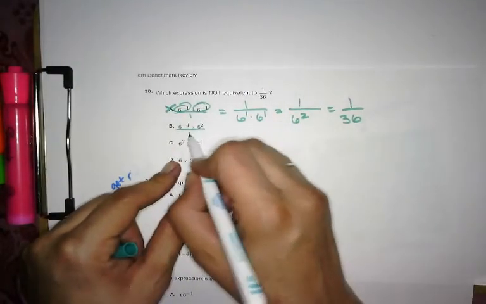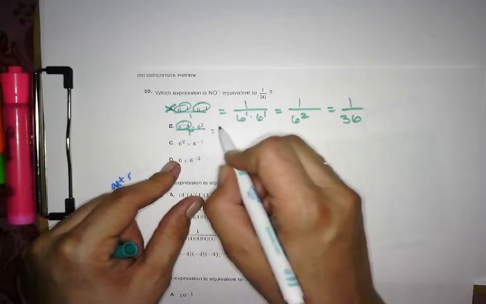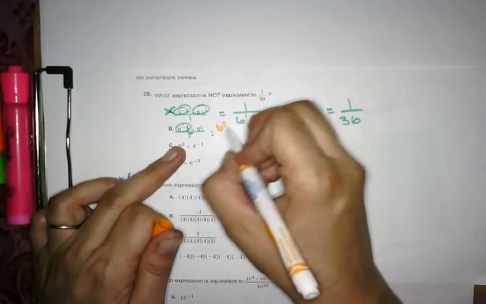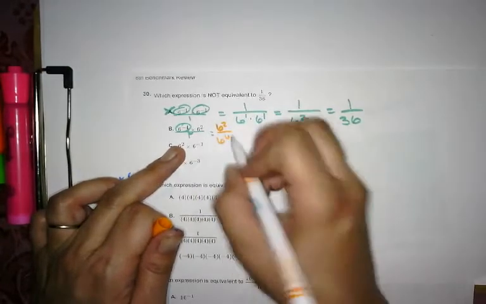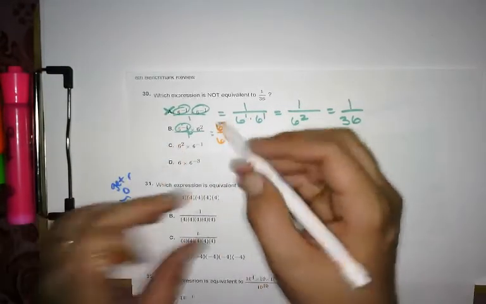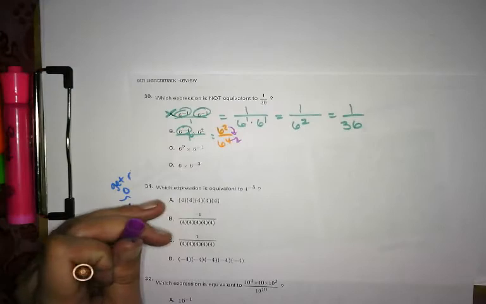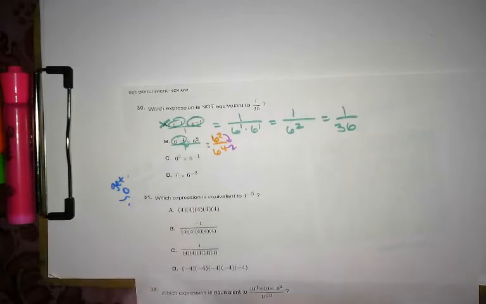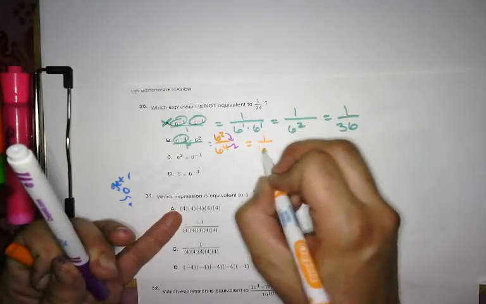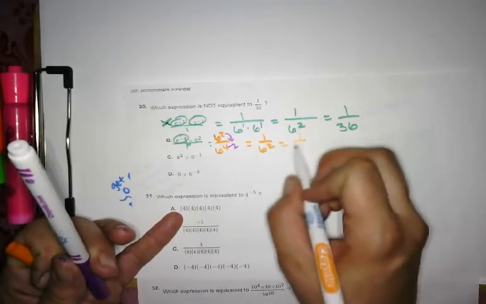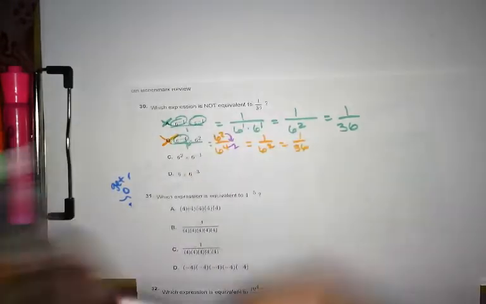If I flip this one, I have, let's change colors so you can see the difference. 6 squared on top over 6 to the positive 4 on the bottom. And so again, I would need to subtract this 2 from the bottom. So I end up with 1 over 6 squared, which again is 1 over 36. So this doesn't work.